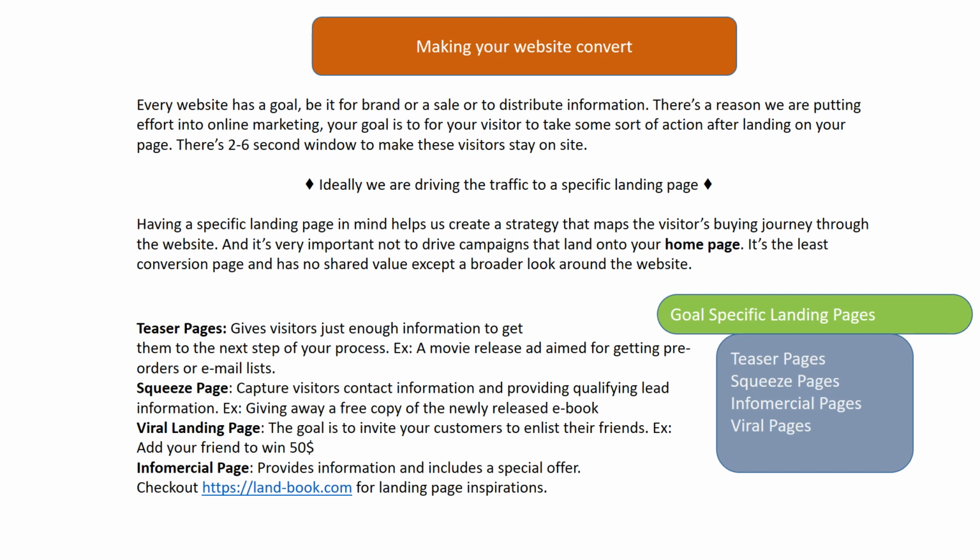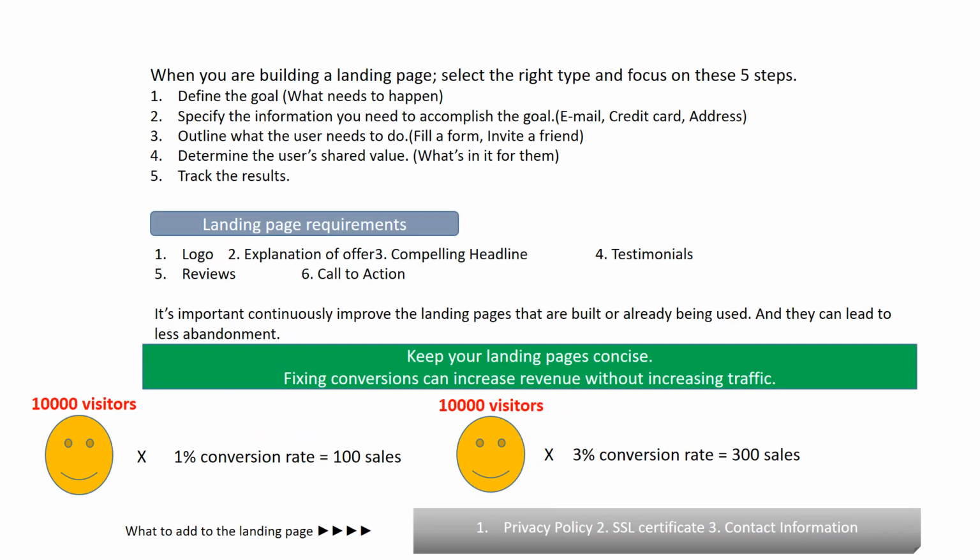When it comes to building your landing page, select the right type and then focus on these 5 things. First, define the goal, like what needs to happen. And second, what information you need from the user to accomplish that goal. Is it an email or phone number or credit card? And third, outline what the user needs to do, like filling out a form, inviting a friend, and so on.